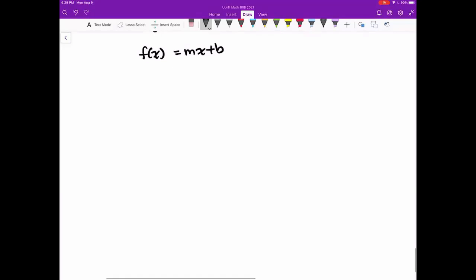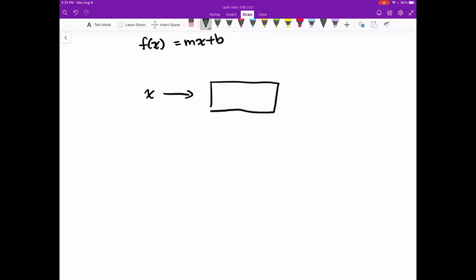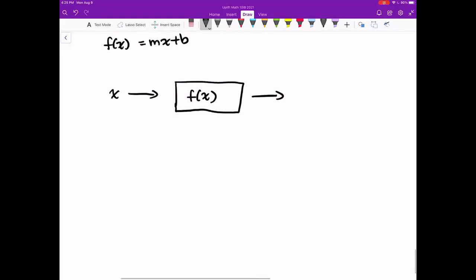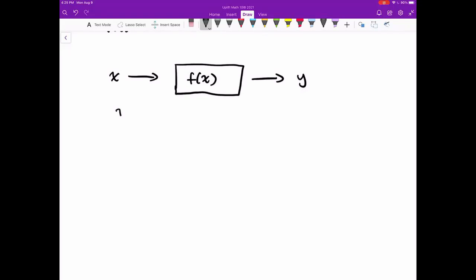So for f of x, I find a lot of people are confused about it. How I like to describe it is you're taking an x value, you're putting it into a sort of machine. Pretend that there's a machine here, and the machine is called f of x. Then what you get out of it is a y value. So in a sense, you're taking an x, you're putting it through f of x, and that maps out to a y variable.